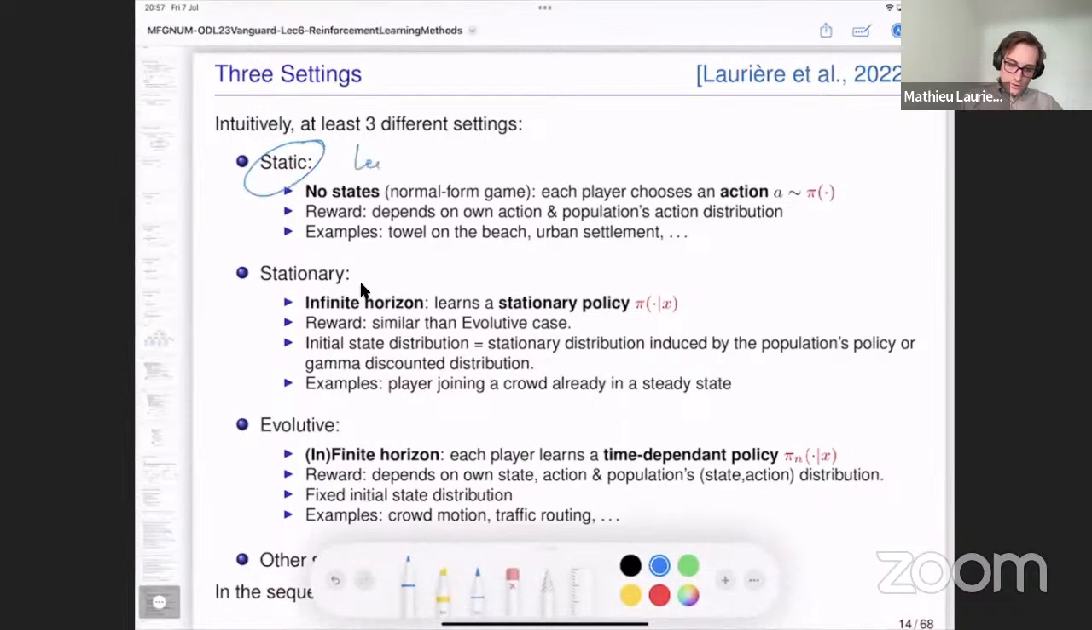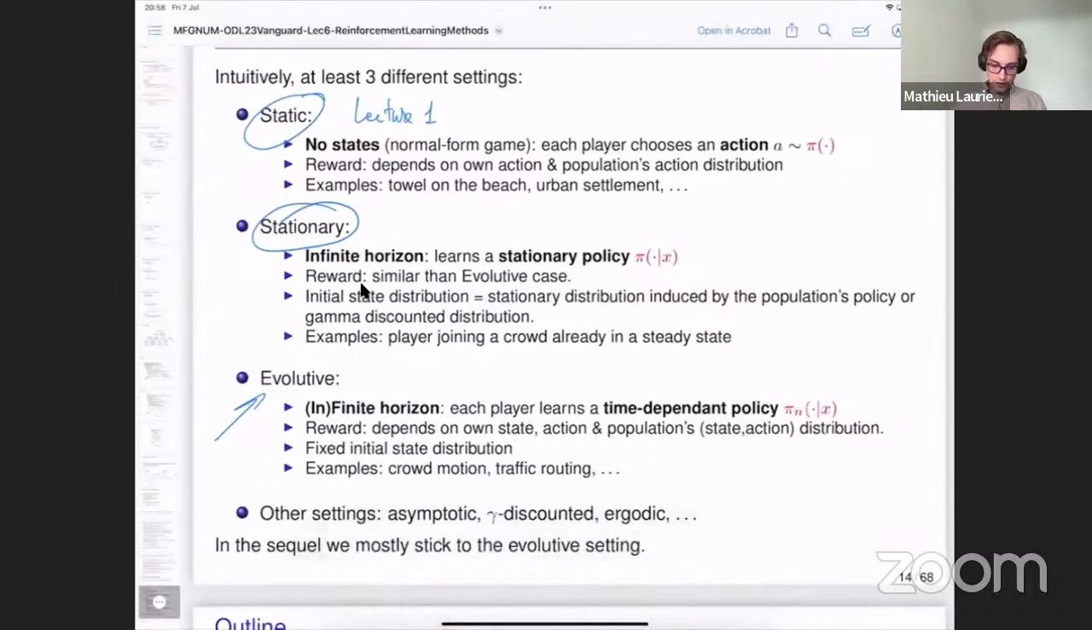Here I would refer to lecture 1. The stationary setting is a setting in which the distribution is stationary. So it is at equilibrium because it's a Nash equilibrium, but it is at equilibrium from the point of view of the dynamics. And as an agent, you try to find your best policy. The agent is going to move around, maybe, but overall, the population is stationary. For today, I will mostly focus on the evolutive setting in which the distribution changes over time, because it's more interesting for applications.